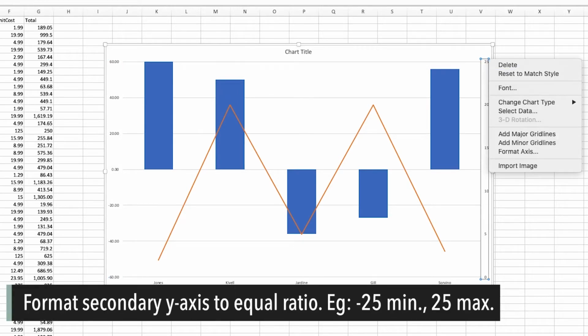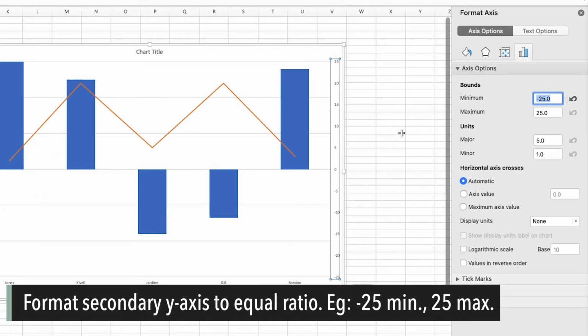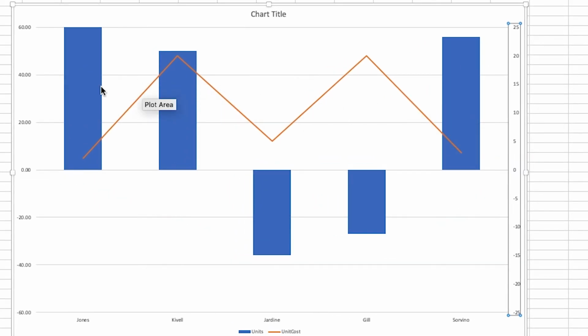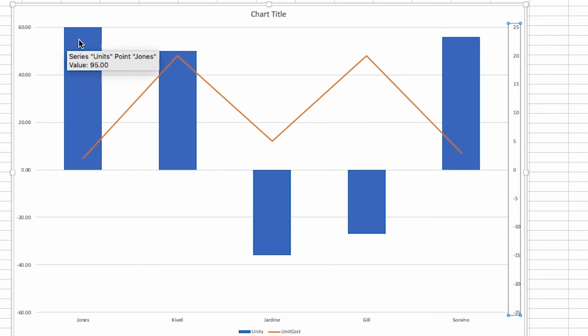Let's do the same for the secondary axis. The window shows up, and like I said, we're going to even these numbers out. Equal ratio, and there you have it. Both primary and secondary axis are aligned at the zero level.